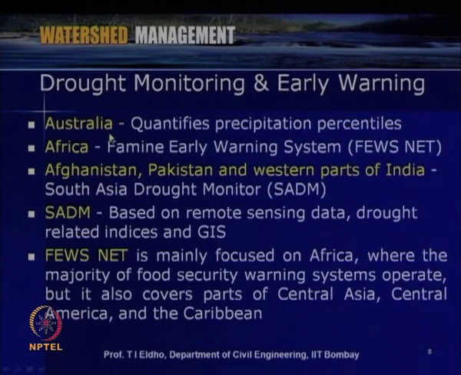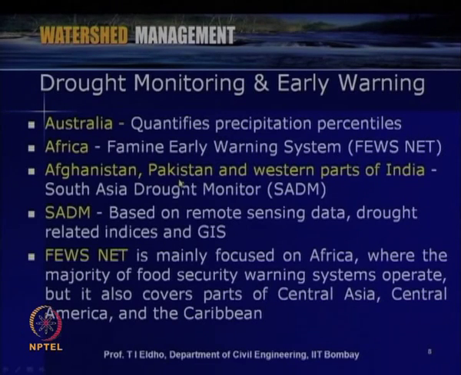And then African countries, as per the FAO, Food and Agriculture Organization, and other United Nations organizations, use a system called the Famine Early Warning System, FEWS NET. So this has been developed under the umbrella of United Nations development schemes and FAO. Since in Africa, in many countries drought is a common phenomenon, this system has been found to be very effective.